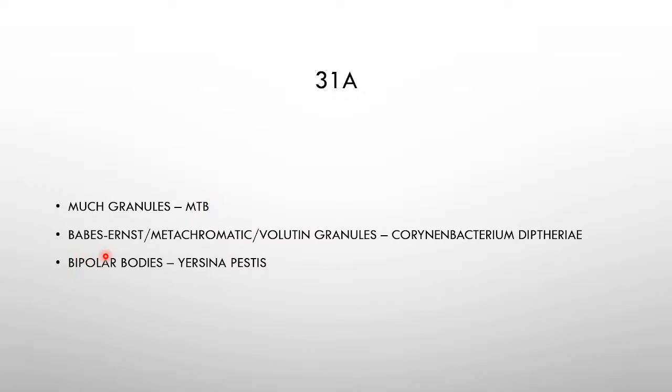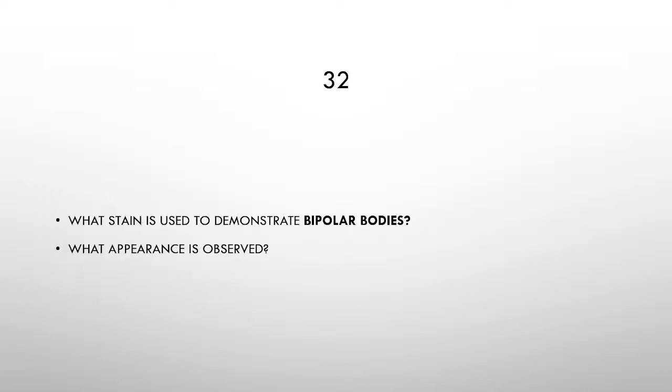Babes Ernst granules usually is known as metachromatic granules or volutin granules, usually seen in organisms like Corynebacterium diphtheriae. And the other one is Yersinia pestis. Yersinia, not Yersina. So bipolar bodies, making it look like a safety pin bacillus. So I always mention it that way.